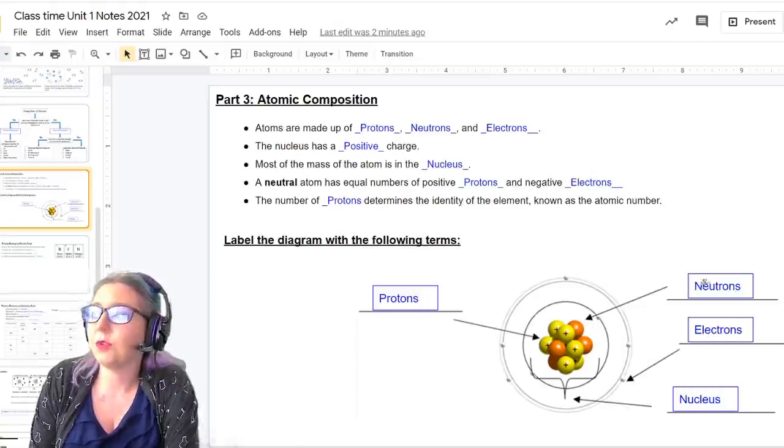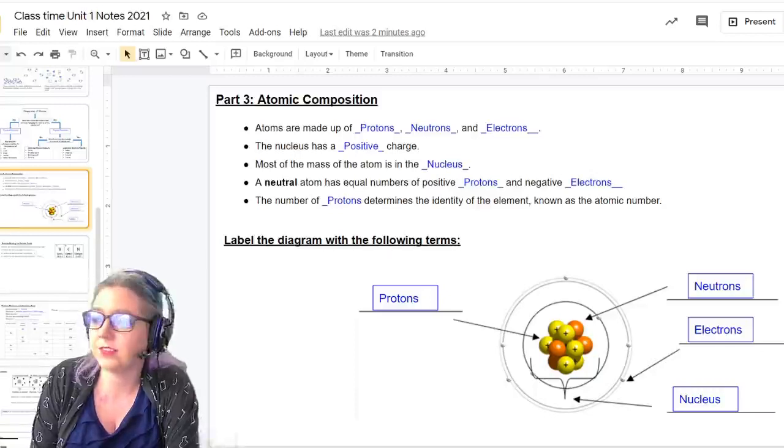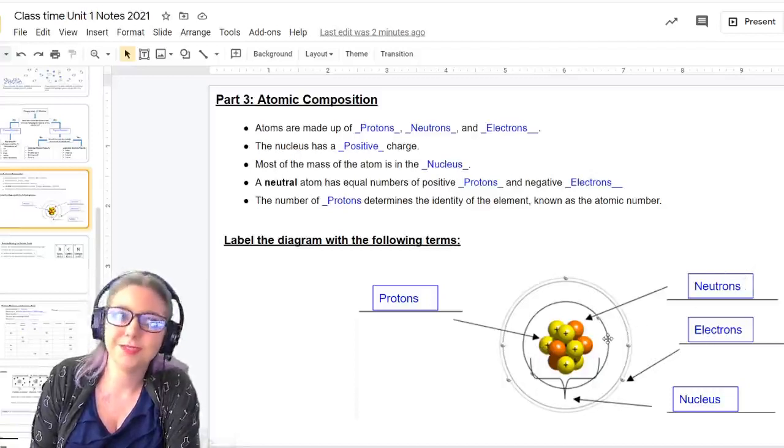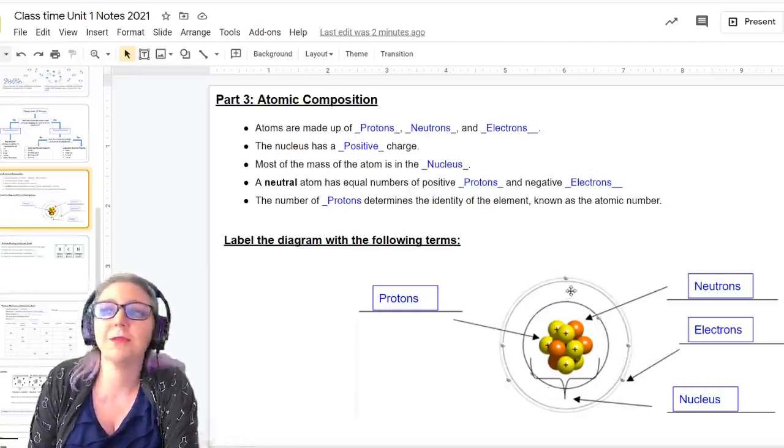So then this was a word bank, and all you had to do was click and drag to properly identify the diagram. Here in the middle is my nucleus. It's got those positively charged protons with the plus signs, the no charge neutrons, the orange ones without a sign, and then buzzing around on the outside, if you zoom in, you can see there's a little negative sign on those little circles. Those are my electrons.